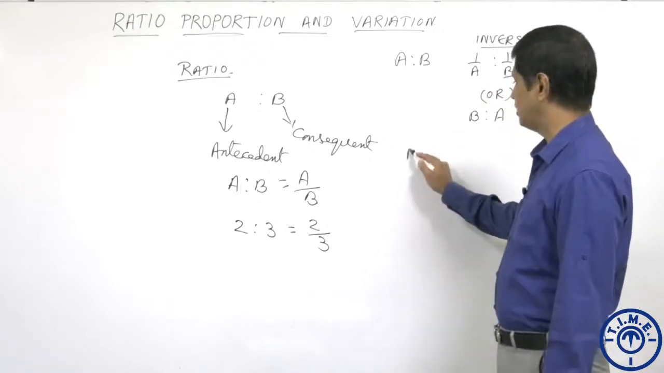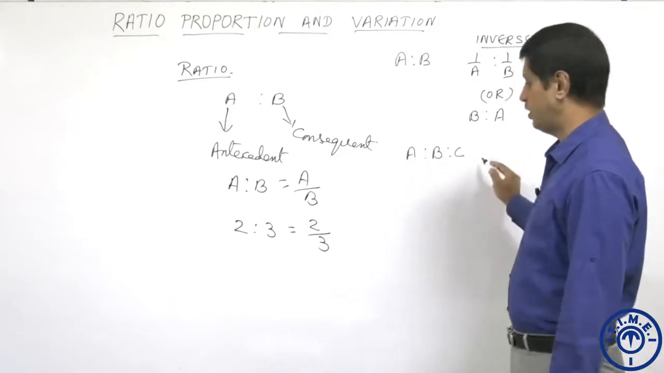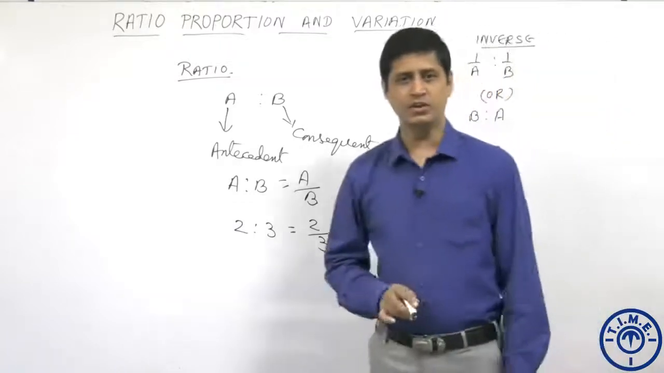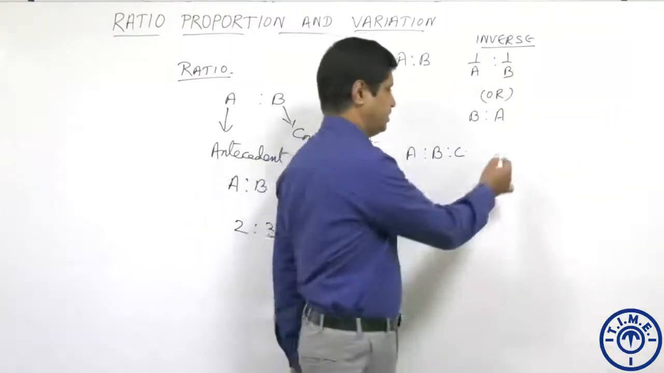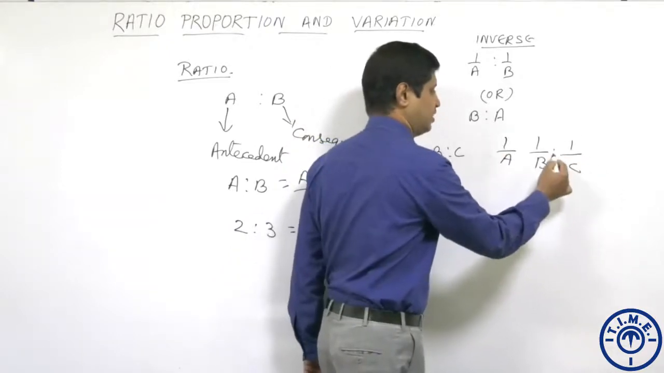Now, let us take three terms, A, B and C. What is the inverse ratio of A, B and C? 1 by A is to 1 by B is to 1 by C.